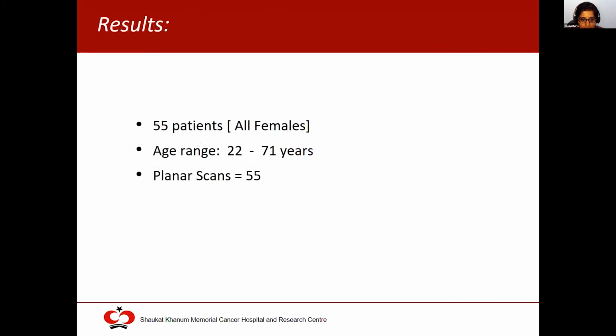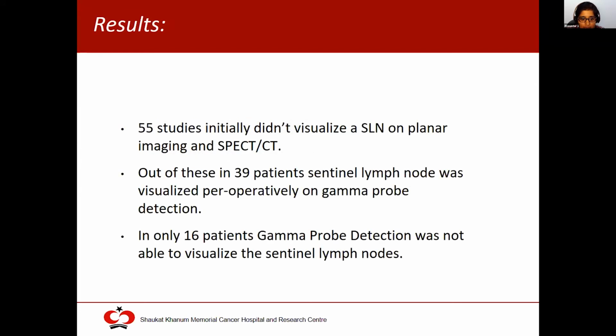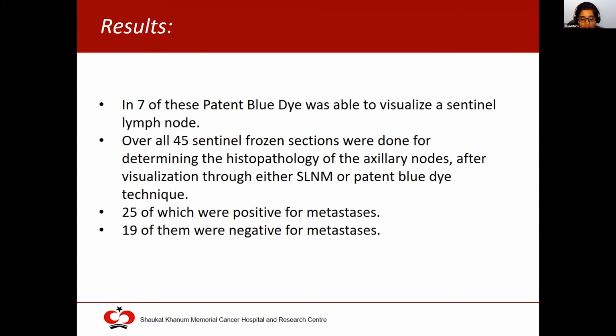The results of my study were that the total patients were 55, with age ranging from 22 to 71 years. In 55 of the scans, initially, the sentinel lymph node was not visualized on planar imaging. In 39 of these patients, the sentinel lymph node was visualized peroperatively via gamma probe during the operation. In 16 patients, even the gamma probe was not able to detect a sentinel lymph node peroperatively. In 7 of these, the adjacently used patent blue dye was able to visualize a lymph node.